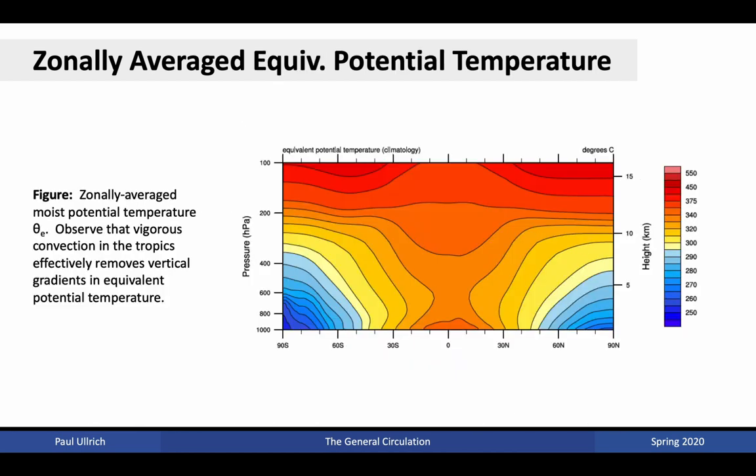If one looks further at equivalent potential temperature, which if you recall incorporates moisture as well, we find that the gradient of potential temperature in the rising area of the Hadley circulation is approximately zero. That means that when it comes to moist fluid parcels, this region is particularly unstable, and so naturally gives rise to deep convection. The vigorous convection that occurs within this region further removes vertical gradients and leads to a very smooth vertical profile of equivalent potential temperature.